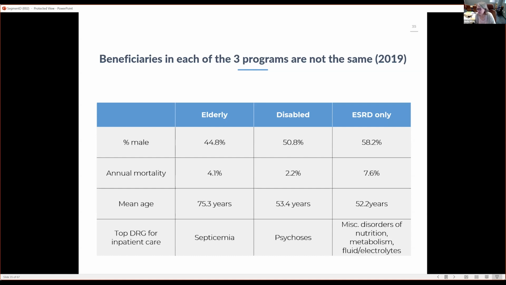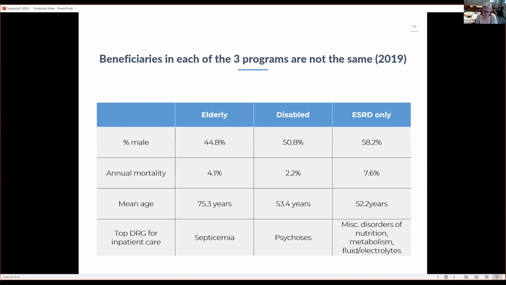For end-stage renal disease only, this is actually a male-dominated diagnosis, 58% male. Annual mortality is much higher, 7.6%, mean age 52 years, and the top DRG is disorders of nutrition, metabolism, fluid, and electrolytes. In other words, complications from end-stage renal disease. So notice the point of all of this is that if you look at them in terms of gender, age, or mortality, or even healthcare, they're quite different.